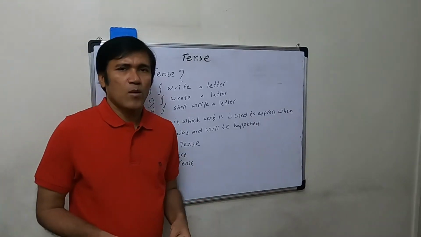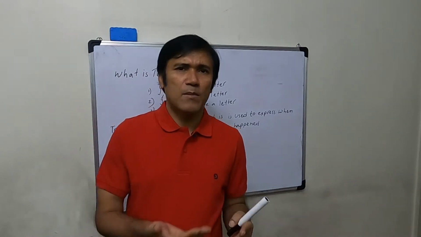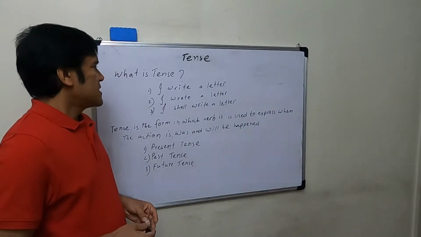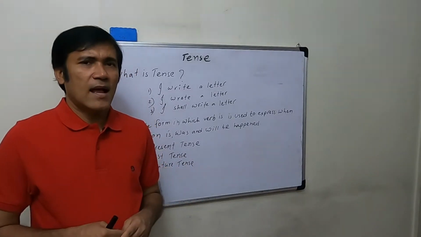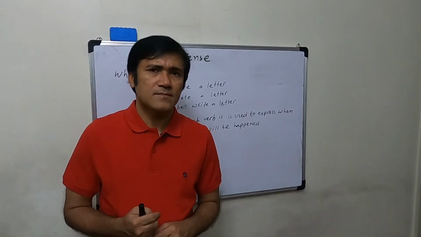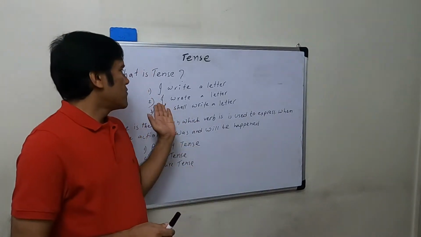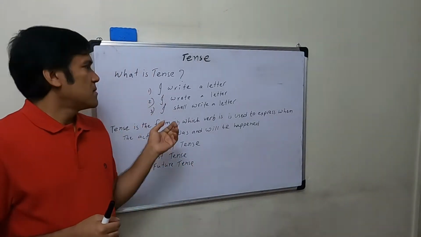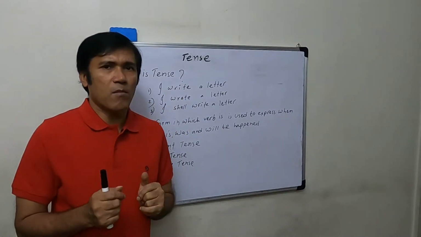What is tense? What comes to our mind about tense? To understand tense, let's have a look at 3 examples I have written here. First sentence is I write a letter. Second, I wrote a letter. And then third, I shall write a letter. These 3 sentences happened in 3 times. First sentence, I write a letter, means this is present time. This write is a root verb, always used for present form.